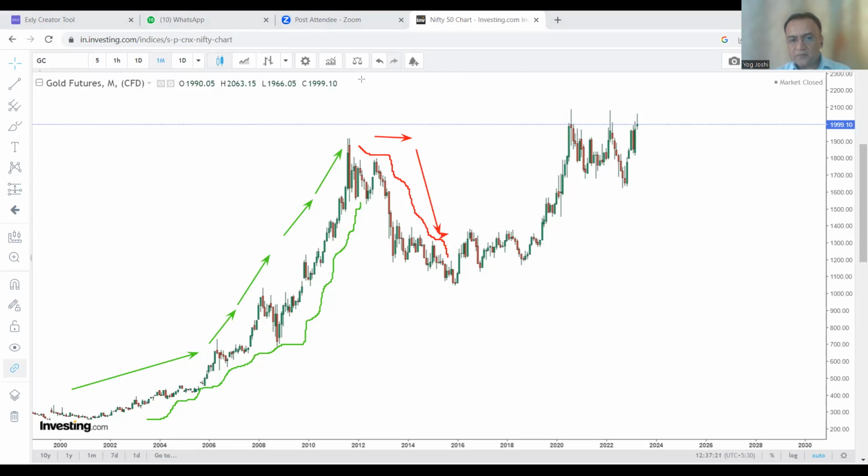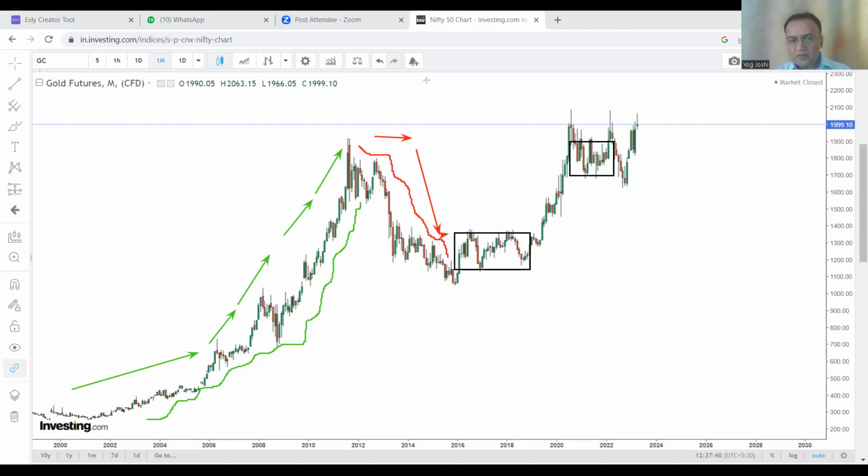Now the sideways part. This is not indicating upward momentum, nor is it indicating downward momentum. This is the clear cut sideways part.